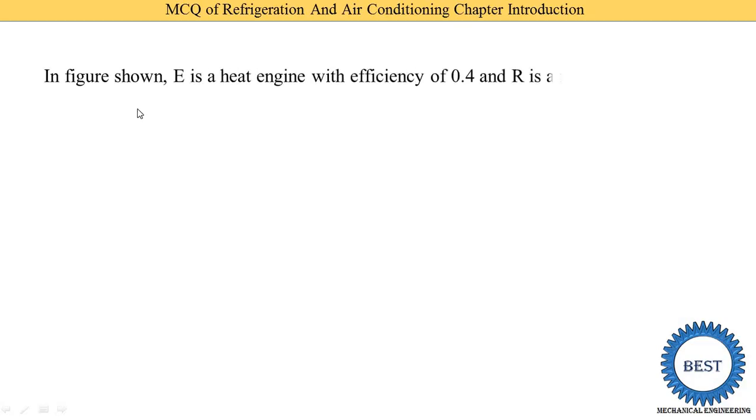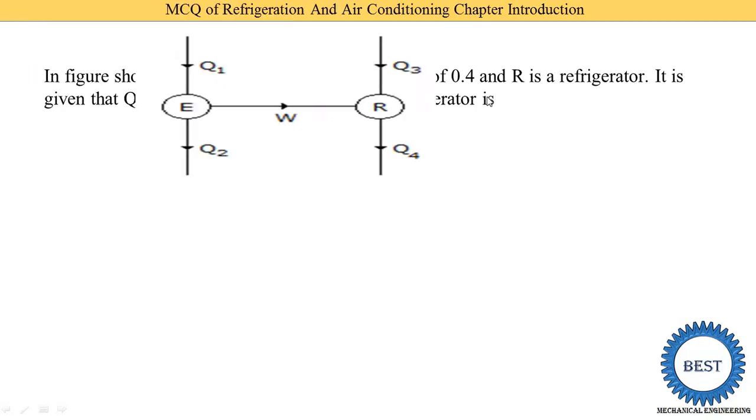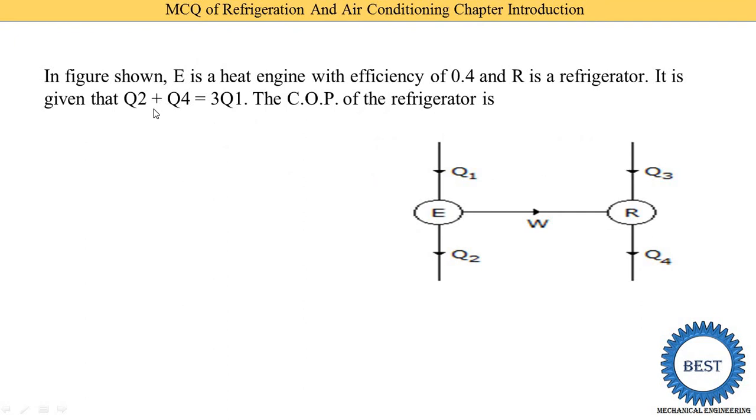In the figure, E is the heat engine with an efficiency of 0.4 and R is the refrigerator. It is given that Q2 plus Q4 is equal to 3 Q1. Now find out the COP of the refrigerator. Here you see this is the heat engine, its efficiency is given as 0.4. This is the work done, and this work done is supplied to the refrigerator. This is the output of the refrigerator, because here the evaporator and condenser are on the lower side, since the arrow is moving from up to down. So COP is equal to Q3 divided by work done.